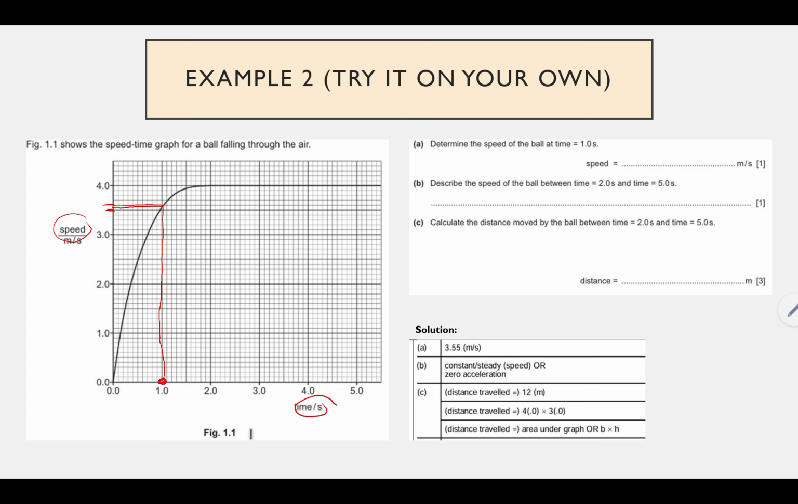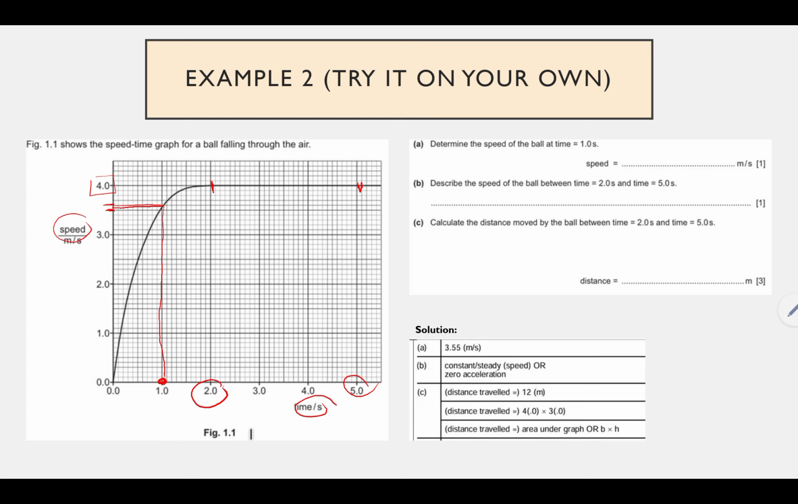Part B, describe the speed of the ball between 2 seconds and 5 seconds. So from here to here. What do they want? They want my speed. Do you see any change in the speed? No, the speed is not moving. The guy is just moving at 4 meters per second. He did not accelerate or decelerate. So there's absolutely no change in speed. You can either say constant speed or you can say no acceleration. But of course, the better answer is constant speed.